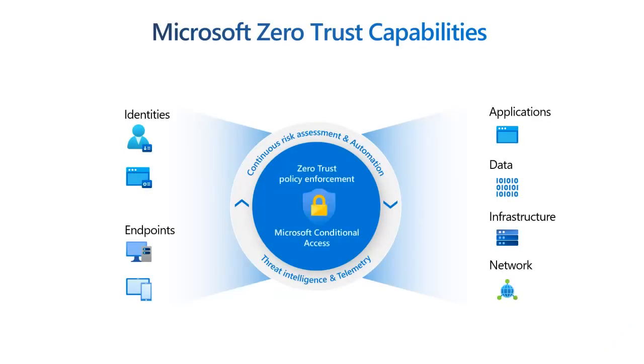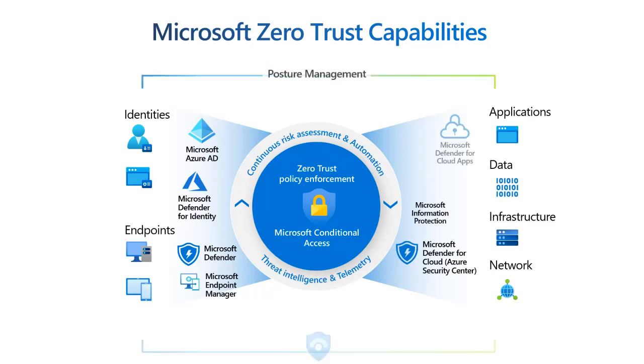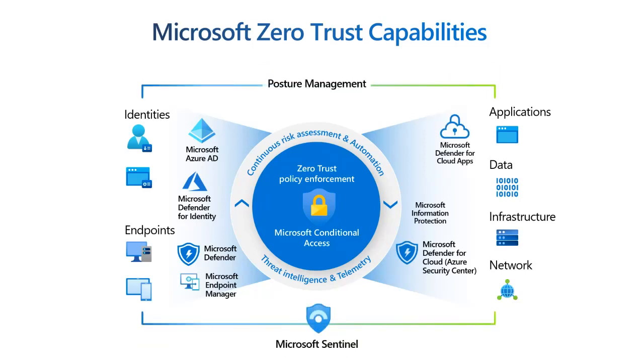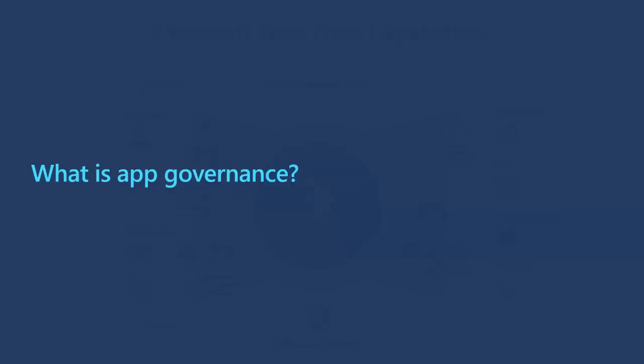And with zero trust, it includes many components, like I said, identities, endpoints, apps, etc., which maps to the Microsoft product ecosystem. And what we'll be talking about today focuses in on the top right corner, which is Microsoft Defender for Cloud Apps, which includes app governance, which plays in the posture management space as well as the threat protection space, and others. Let's dive into what app governance specifically is.